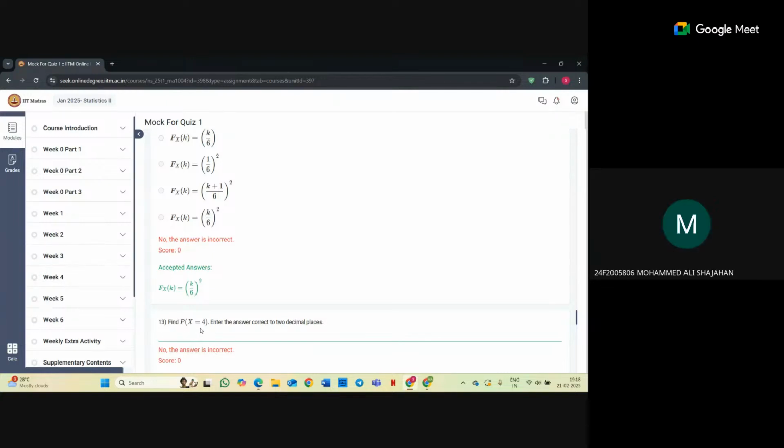So 4 square by 6 square? See, we are not finding the CDF. We are finding the probability P(X equal to 4), that is the PMF, not the CDF. So it's 7 by 36. Right, so it's 7 by 36.